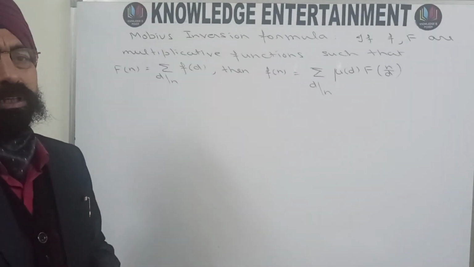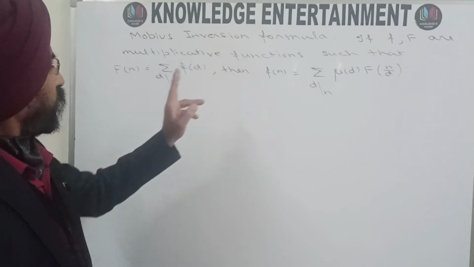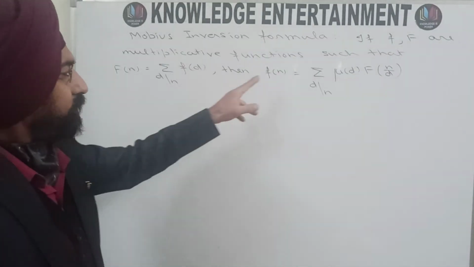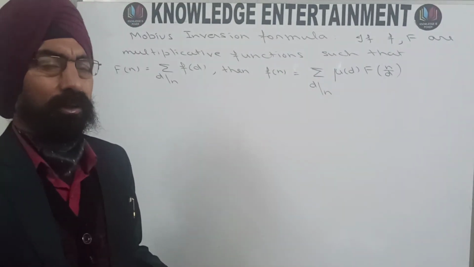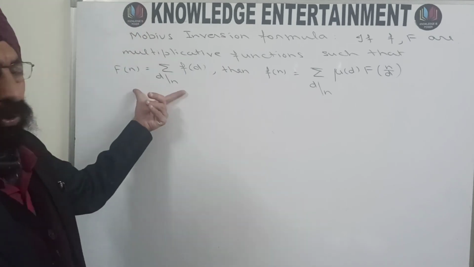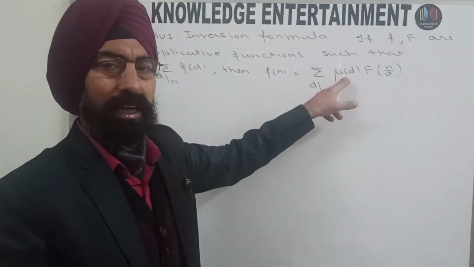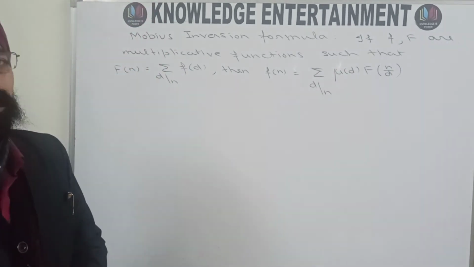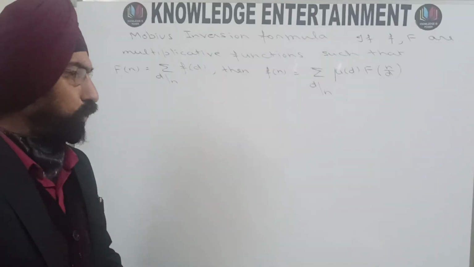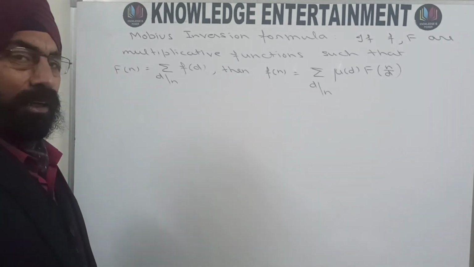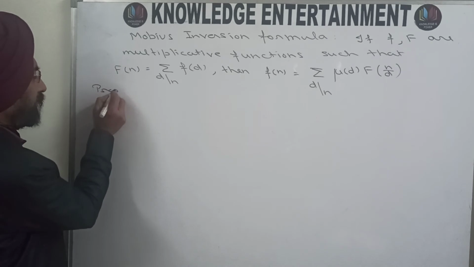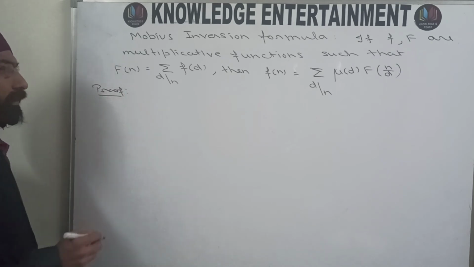There are two reasons. Inversion because small f, capital F, small f, capital F, they are reversed. Mobius because here you are having no Mobius function, but in the inversion you are having the Mobius function. So that is why it is called Mobius inversion formula. Now let us move on to the proof of this Mobius inversion formula.